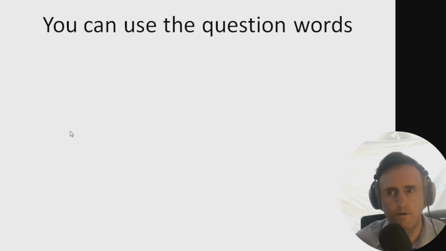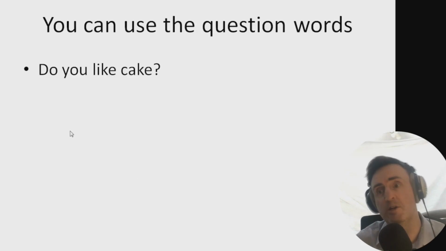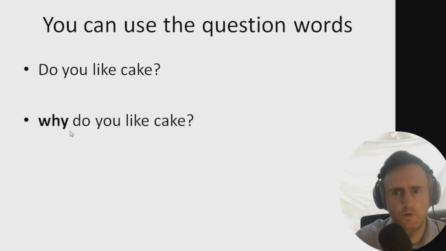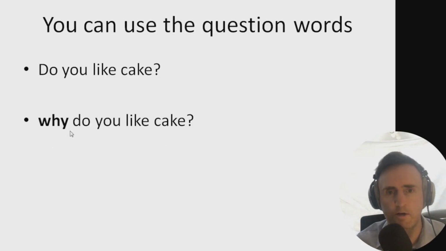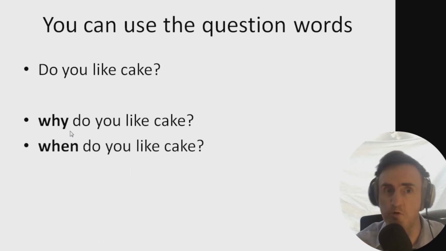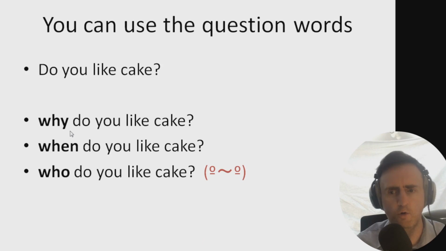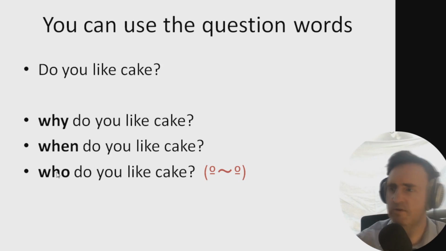Oh yes, and then with the do and did, you can also add the question words. So, do you like cake? Can be like, why do you like cake? When do you like cake? Who do you like cake? That one doesn't work. But in most cases, for most questions, you could say, who do. If I just take away the word cake, who do you like? Might mean, what person do you like?